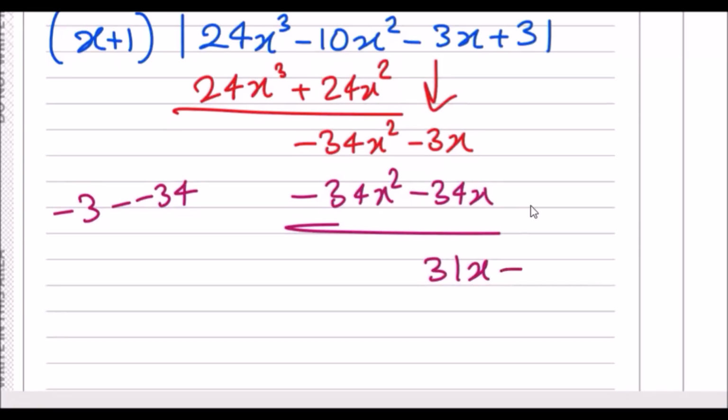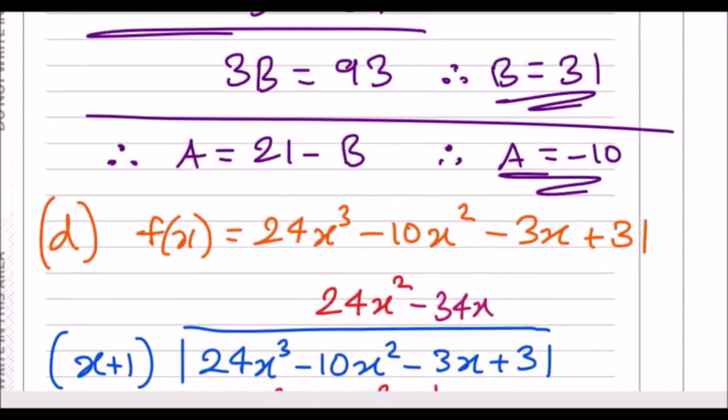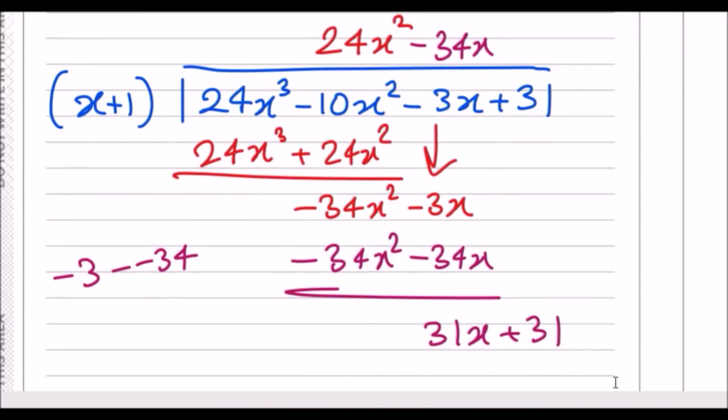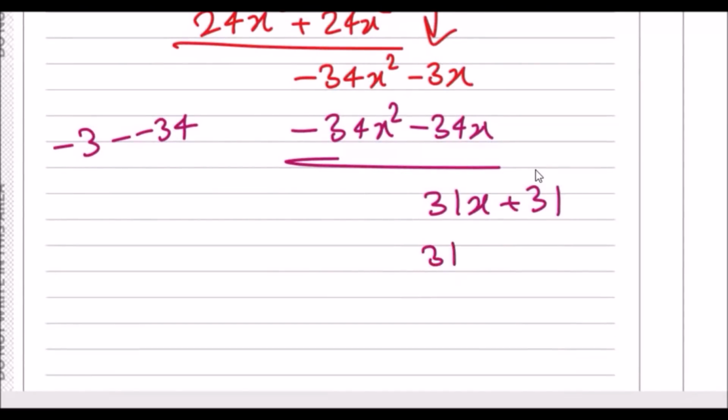And then drop the 31 down, plus 31. And you can kind of see that you're going to get a remainder 0 soon. So again, how many times does x go into 31x? Well, it goes exactly plus 31 times, 31 times x plus 1, and you get the exact same expression. And that's it. And you get a remainder of 0.